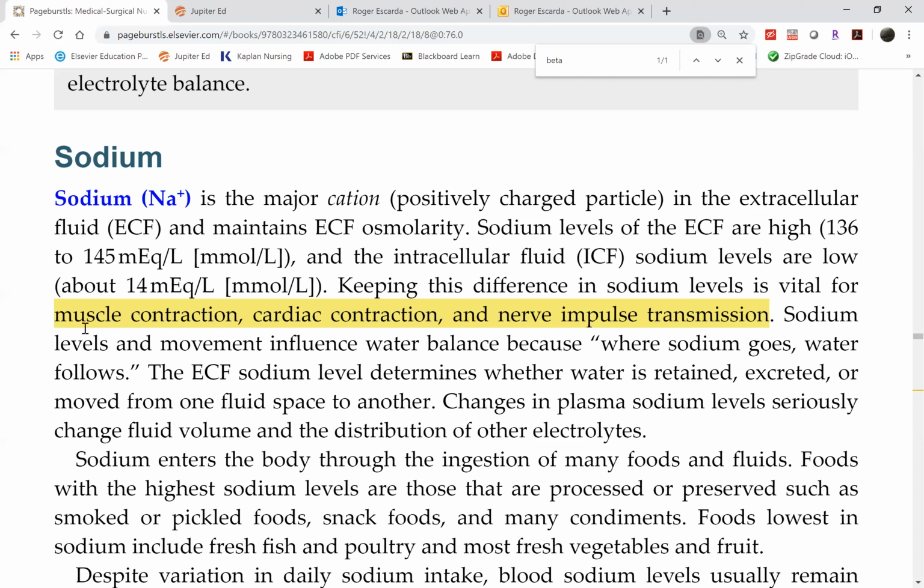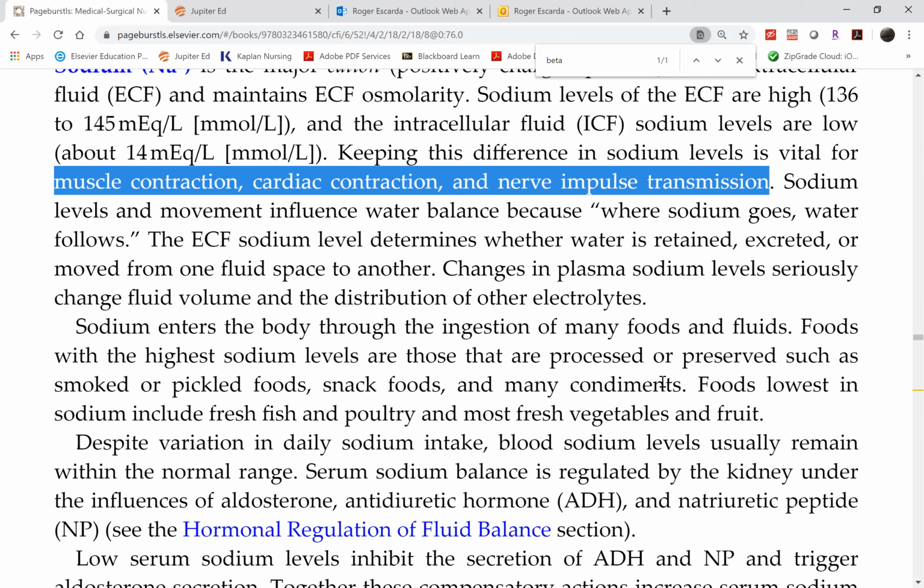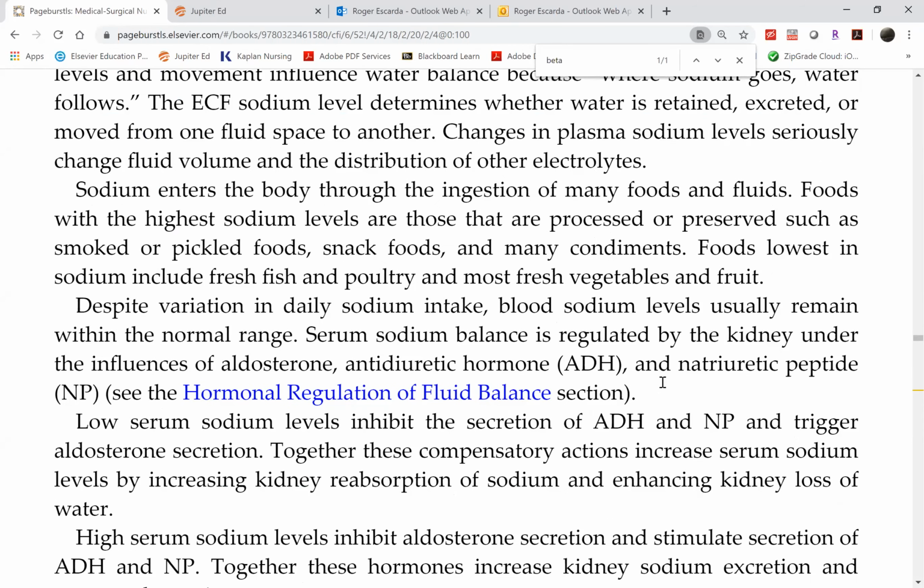Of course, as you can see, muscle contraction can also be affected along with cardiac contraction, but most especially nerve impulse transmission. And it just happens that sodium will affect neurological function more than any other electrolyte.